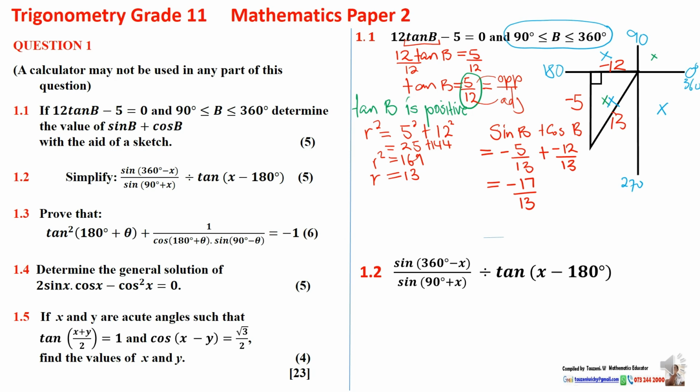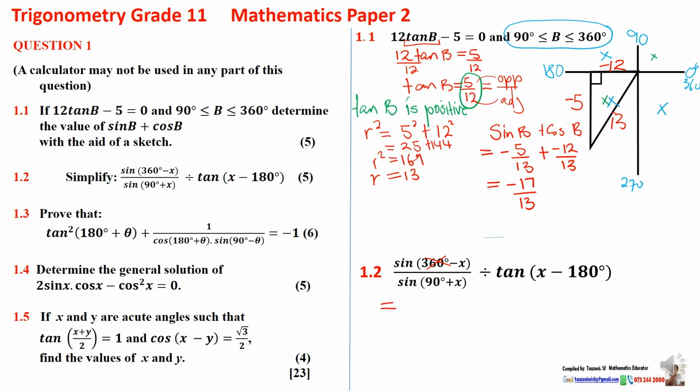Number 1.2. Now let's answer number 1.2 quickly. This one is now reduction formulas. If you see 180 degrees, 360 degrees and the multiples of 180, there is no ritual there. That is reduction formulas. The 180 falls away and I remain with the sine x. But the sine x that remains there will be positive or negative according to the CAST rule.